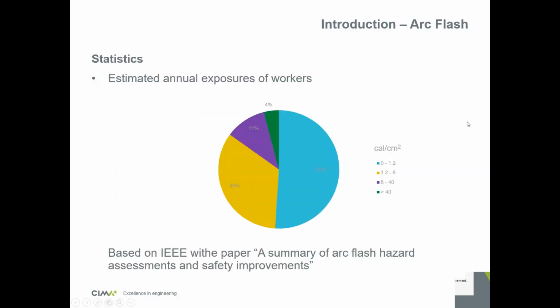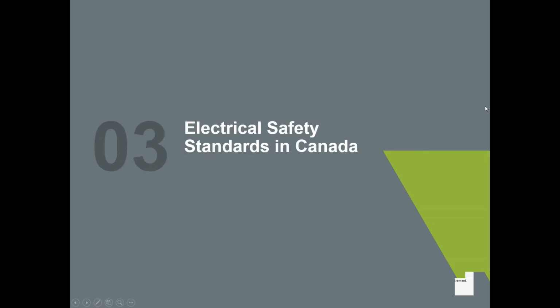Here are some statistics about arc flash events. Based on an IEEE white paper, over 50% of all arc flash events are under 1.2 cals, but then 34% are between 1.2 and 8. Then you have 11% that are between 8 and 40, and then 4% that are over 40. So this was the overview of the safety.